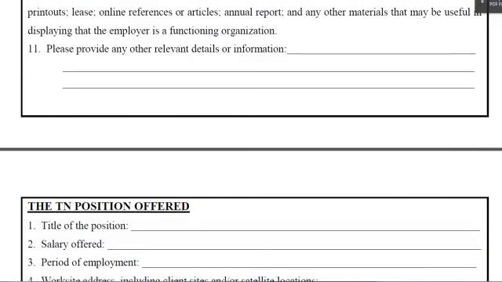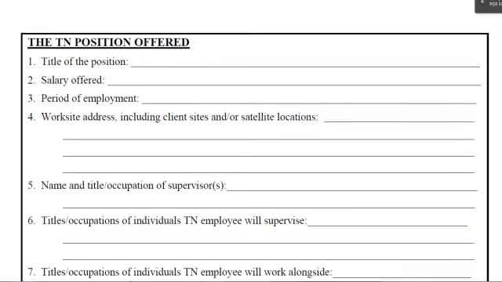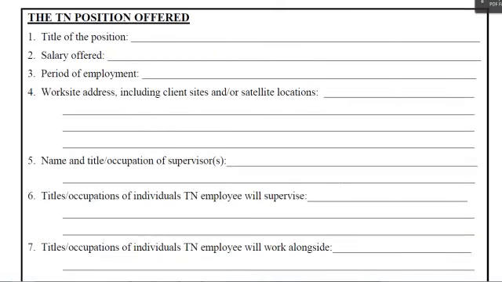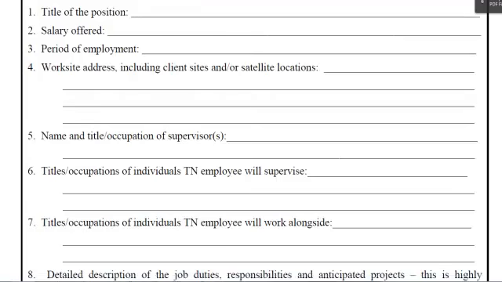Moving on to Part 2, information needed about the position being offered to you by the sponsoring employer is as follows: title of the position, salary being offered. This can be provided based on an hourly rate or an annual rate. Period of employment. Remember, this can't be more than 3 years for a TN visa. Work site address or addresses, including any client sites and/or satellite locations.